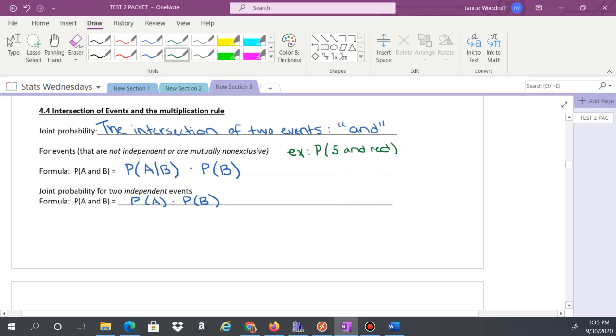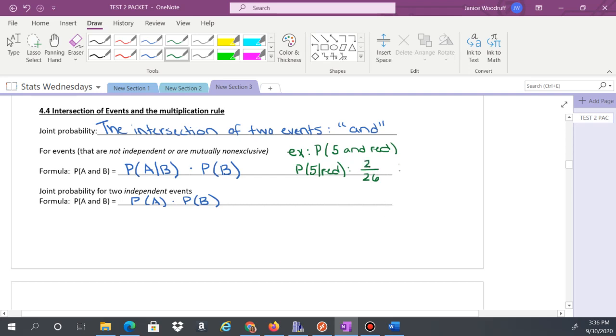So this is the formula that I'm going to do. You're going to do the probability of A given B times the probability of B. So the probability of A is going to be that it's a 5 given that it's red. Find the probability that it's a 5 given red. How many red cards are there? 26. Out of those 26 cards, how many of them are 5s? 2. There's 4 5s total, but 2 of them are black.